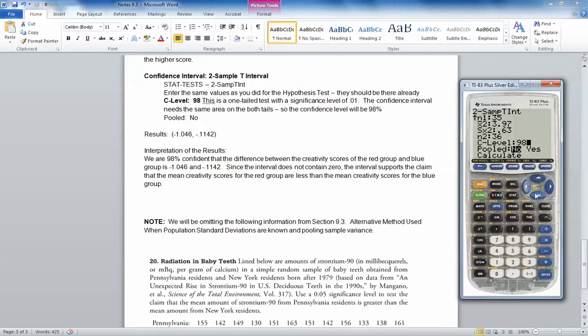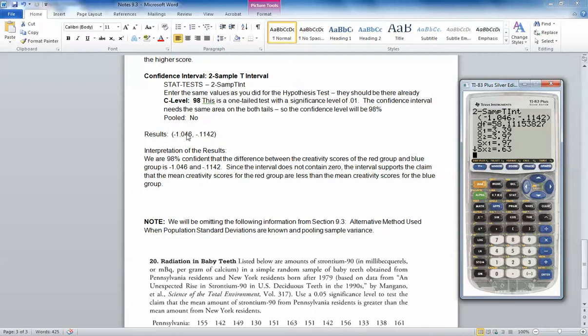So we have 1% on either side. And again, we're not going to talk about what pooled means. So that's a no. And then calculate. We get a confidence interval of negative 1.046, negative 0.1142. And what does that mean? Keep in mind that's based on our 2 samples when we take the difference between red and blue. We're 98% sure that this actually is the difference between red and blue. So if we take red minus blue, that means that red scored worse.